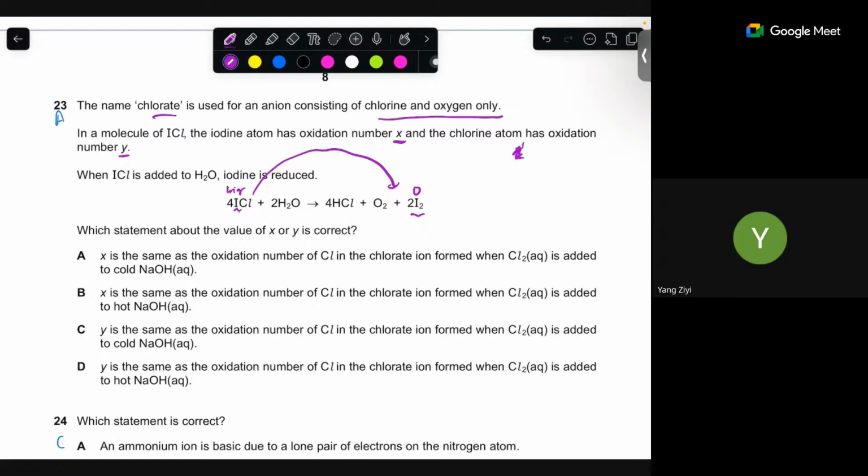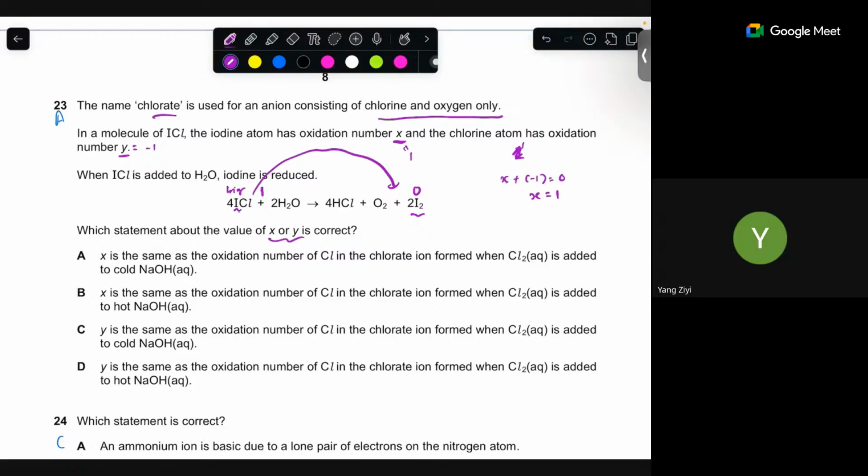So let's try. Cl and I are group 7, so -1. Let's say I is X, and Cl, I'm assuming, is -1, so X plus -1 equals 0. X is +1. So +1 to become 0 is possible. I'll take it as +1. X is 1, then Y, I'm taking as -1 for Cl. So which one, X and Y, is correct?